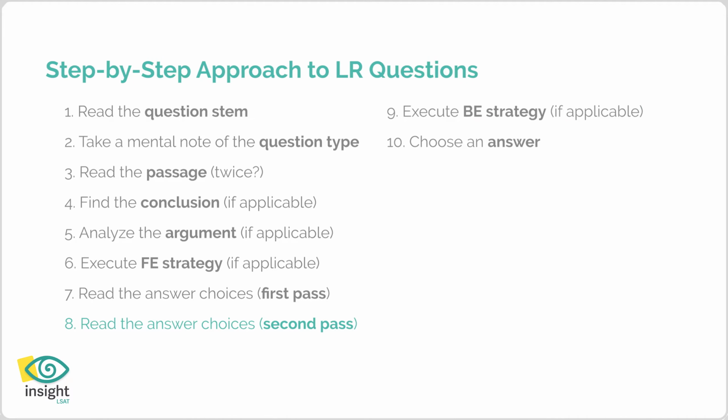Now is when you can execute your main strategy if you're dealing with a back-end question. The strategies we discussed today will mostly be executed at this step. You then use those strategies to do the last step, which is to choose your answer. Keep this list in mind. I've been trying to model it so far with our sample questions, and I will continue to do that today. All right, let's move on to our question types.